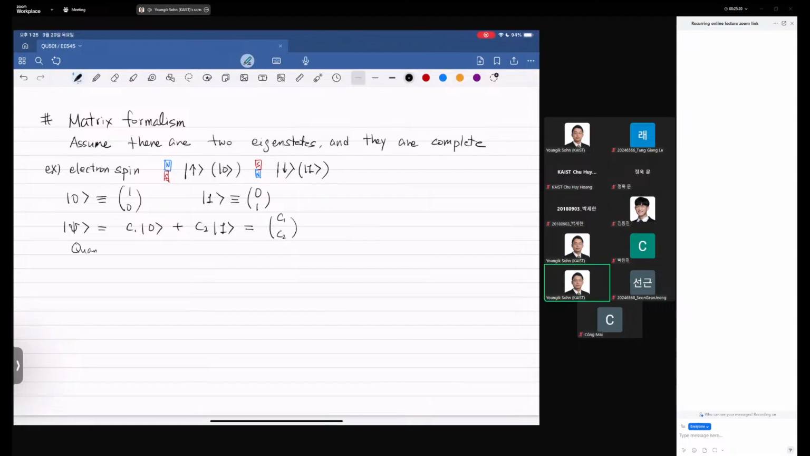So a quantum state is a vector. Let me use a red one, vector. And it can be written as a column matrix.